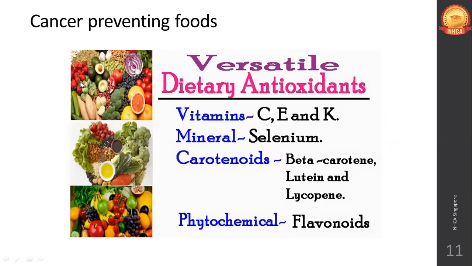So prevention, cancer preventing food: vitamins like A, E, K, all the food which are good in antioxidant effect. Now regular people can also take these mushrooms. All the food that are a great source of antioxidants, that means it should be rich in vitamin E, C, K, minerals like selenium, rich in carotenoids like beta carotene, lutein, lycopene, and phytochemicals like flavonoids. They all are good preventive sources for cancer.